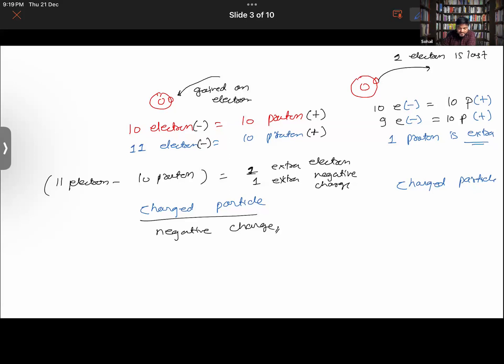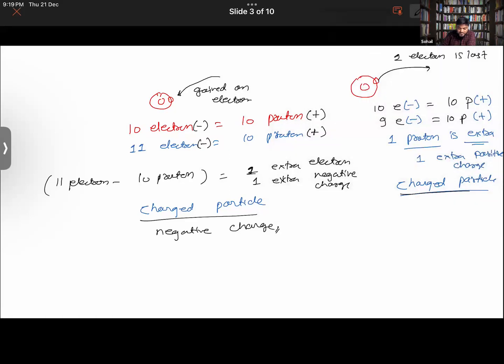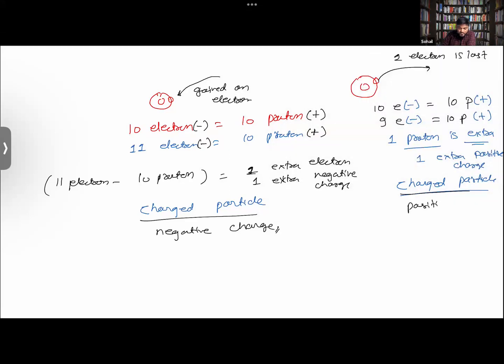And what about this here? Now one electron is lost. So the net difference results in one extra proton. 10 minus 9, that gives you one extra proton, right? And a proton is positively charged. So thereby there is one extra positive charge here, and the particle is positively charged. The positive charge is there.